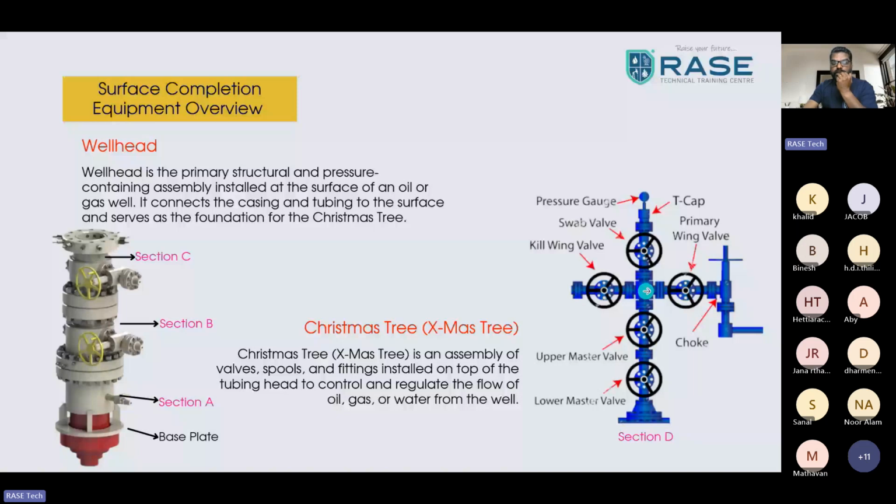This is the tree cap and the swab valve. This is the kill wing valve. In any emergency, any urgency, you can kill the well through here, for stimulation, acid stimulation. This is called the kill wing valve. This is the production wing valve or injection wing valve. This is a primary wing valve. This is the Christmas tree overview, the equipment.